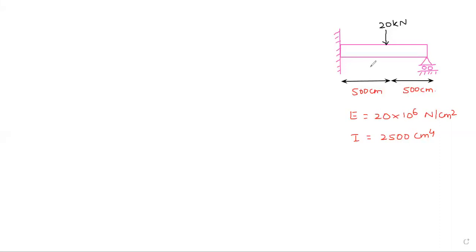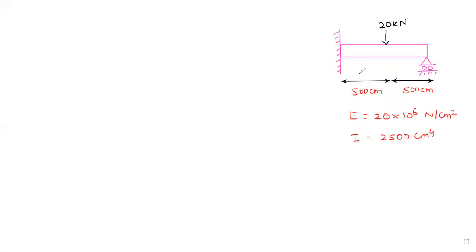Okay, so let us see the given problem. We have a beam element having a point load of 20 kilonewton acting at the center of this beam. One side of the beam is fixed, another side is hinged, right? And this span is given as 500 centimeter and 500 centimeter, meaning this load is acting at the center. Next, we have Young's modulus value and I value, everything they have given.